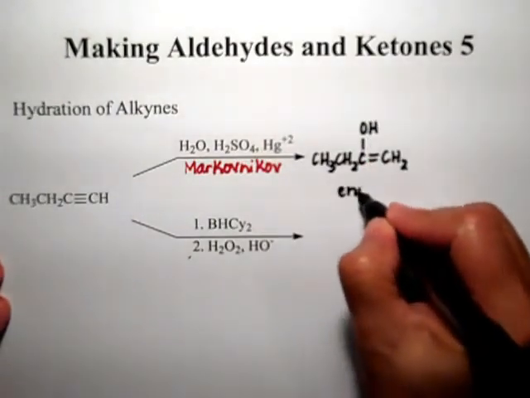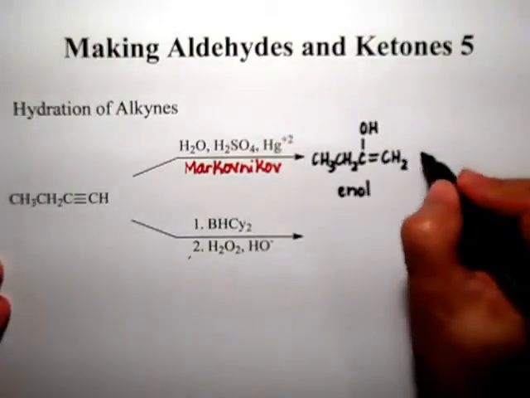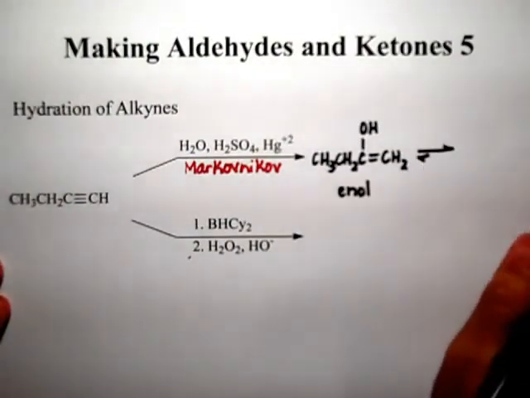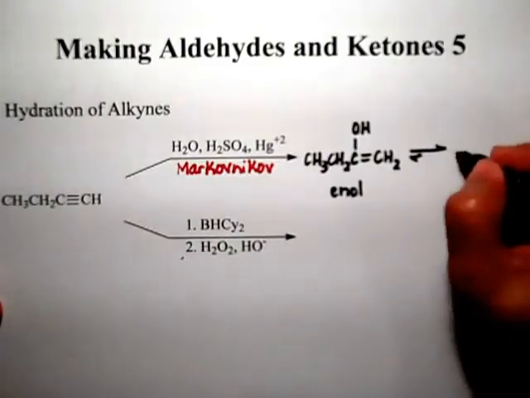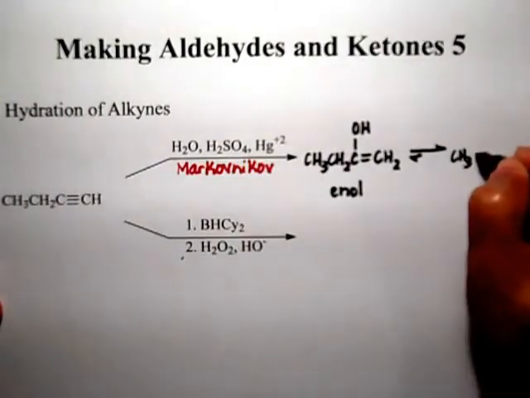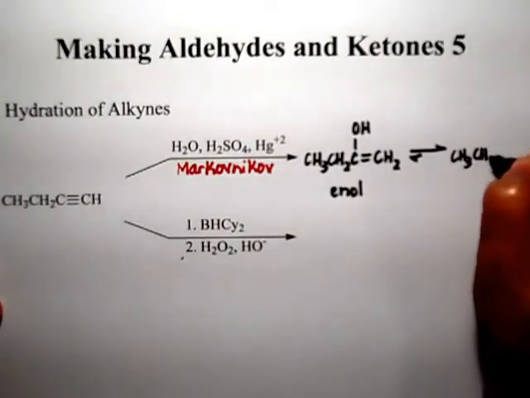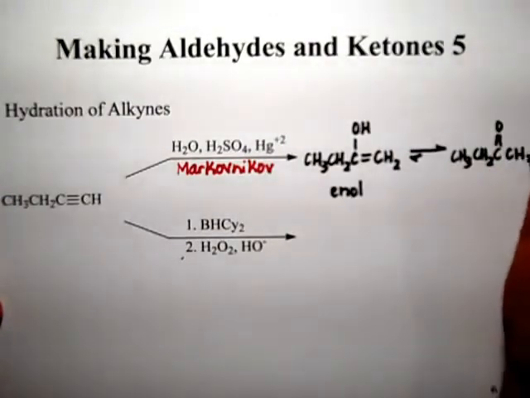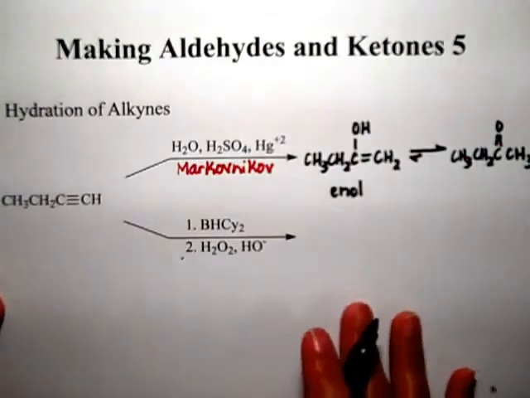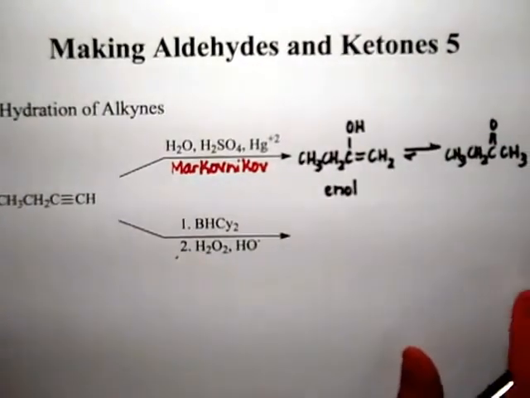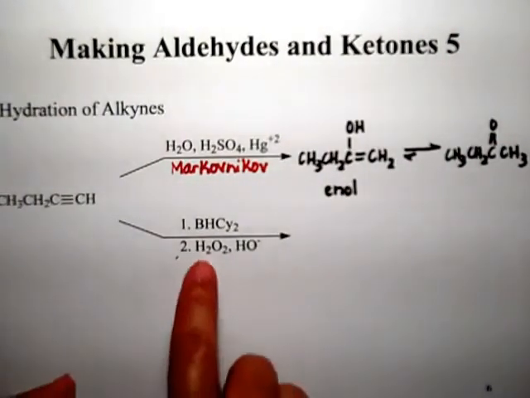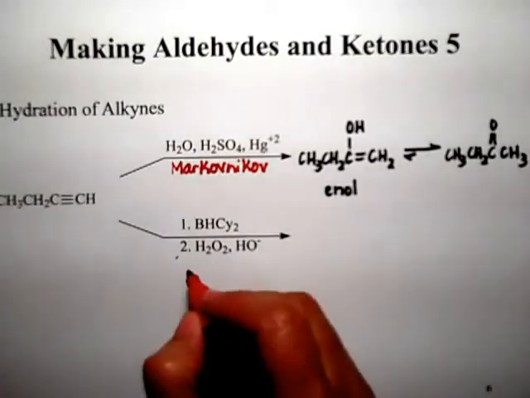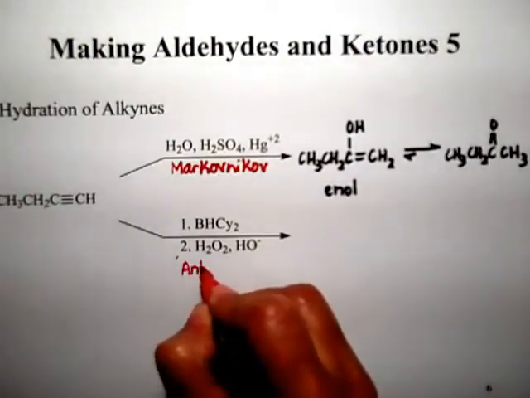This is an enol, and enols cannot be isolated. Enols tautomerize to the keto form, to the carbonyl. In this particular case, I'm going to get 2-butanone out of this. And that would be the Markovnikov addition. Let me see if you can see it. There we go. This one at the bottom is the anti-Markovnikov addition.